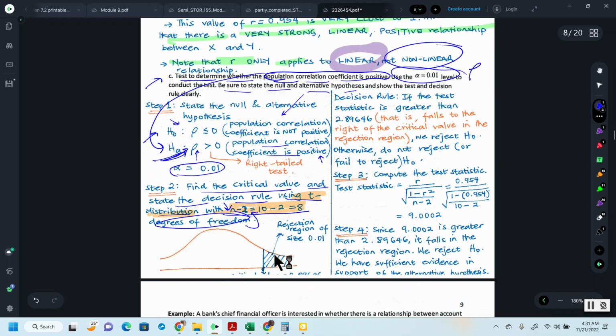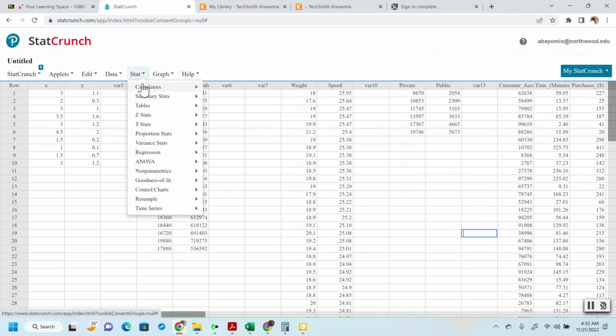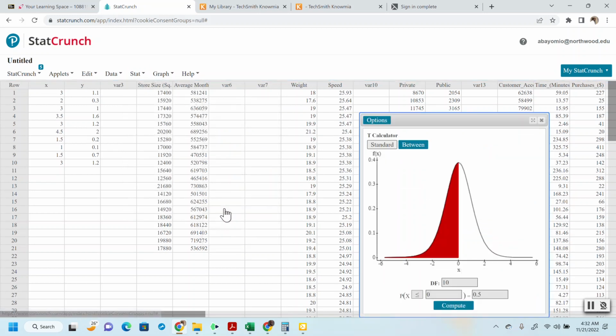In the right tail, what is the size of this right tail? That is this alpha that was given, 0.01. But then what number cuts off that upper 1%? That is the critical value that we want to find using the t distribution. Well, StatCrunch comes to the rescue. Let's go back to StatCrunch. I'm going to close out on this. And I'm going to go to calculators. On the stats menu, go to calculators, go to the t distribution.